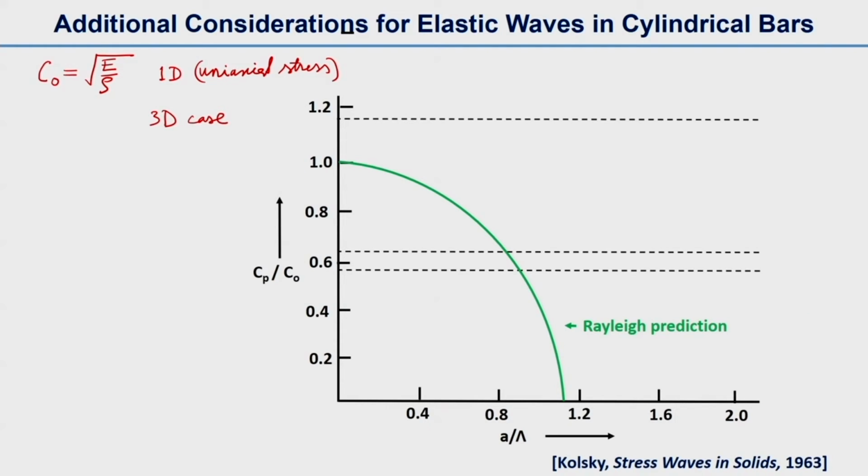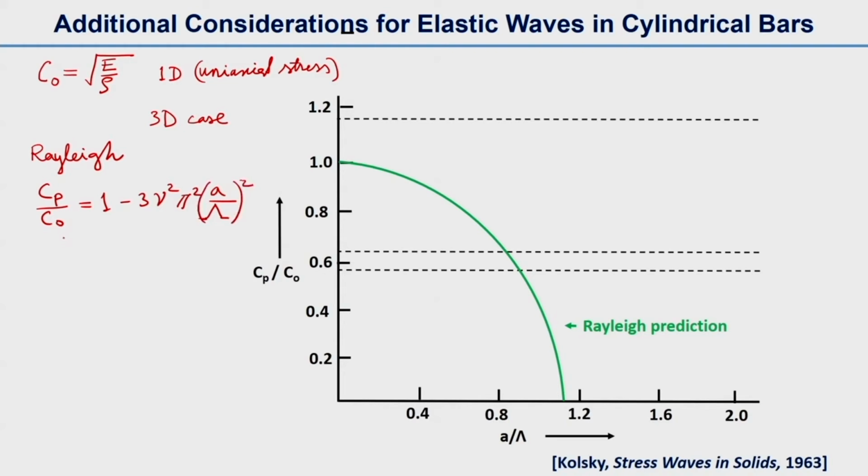First, we will talk about Rayleigh's calculation, and that gives us Cp by C naught equal to 1 minus 3 nu squared pi squared A by capital lambda whole squared.